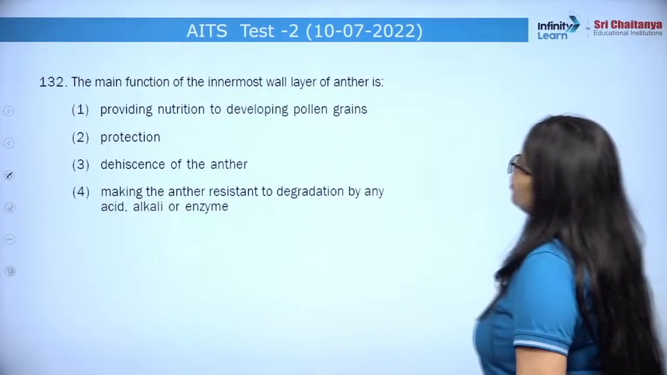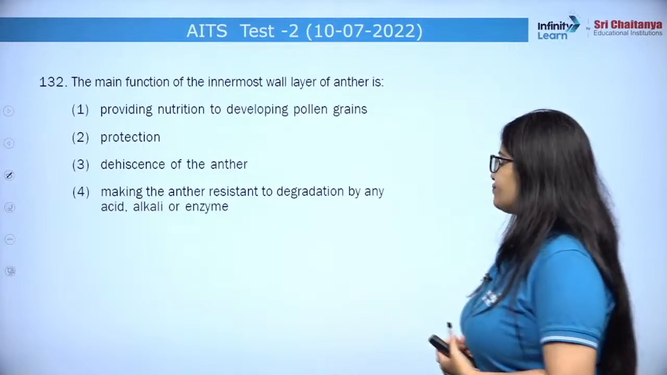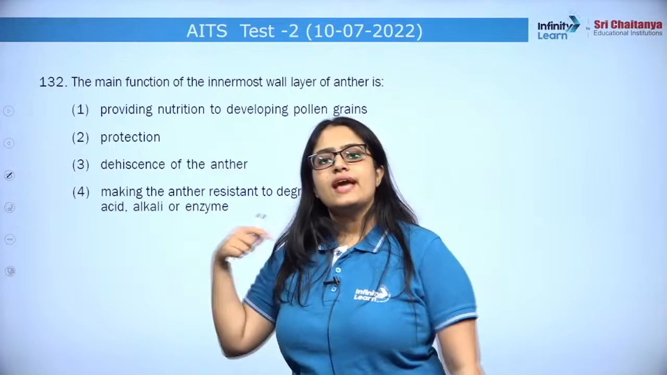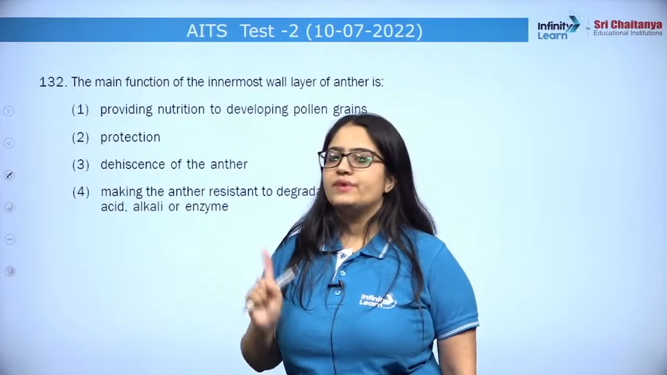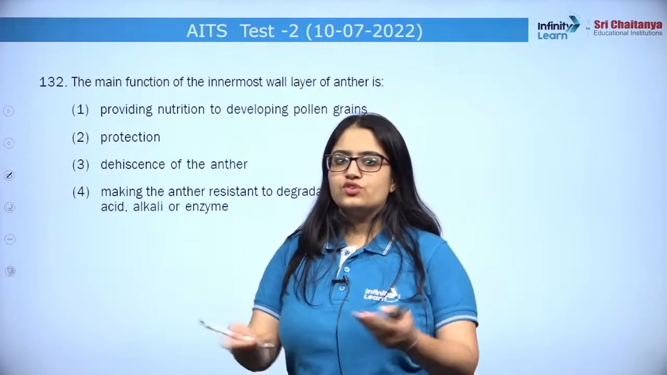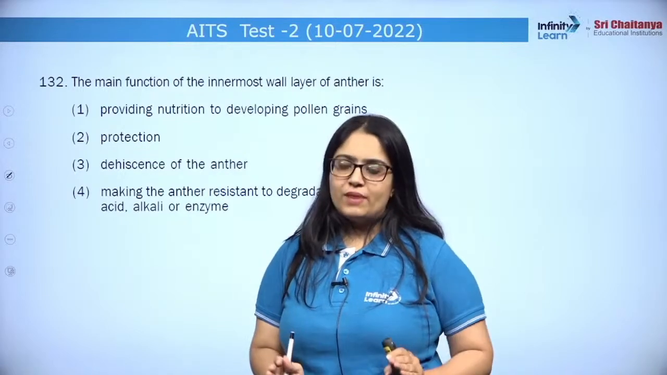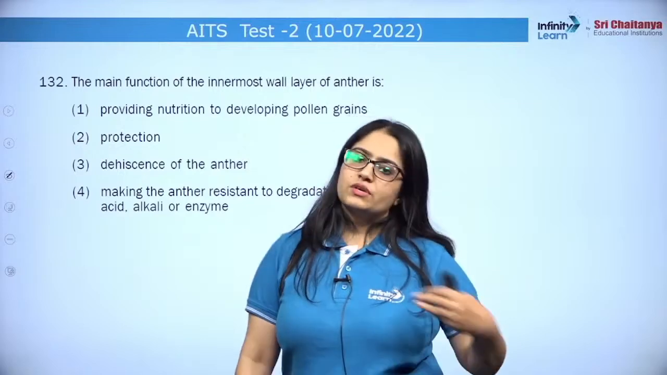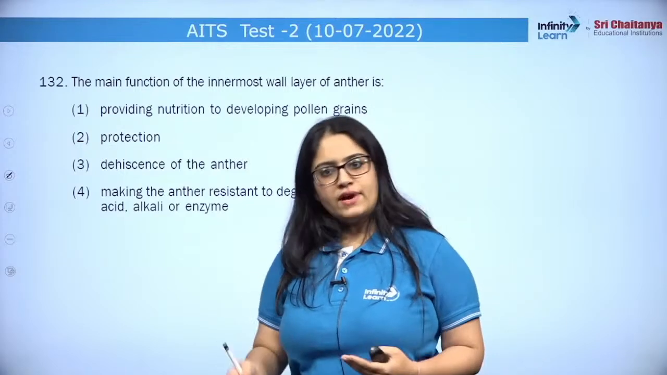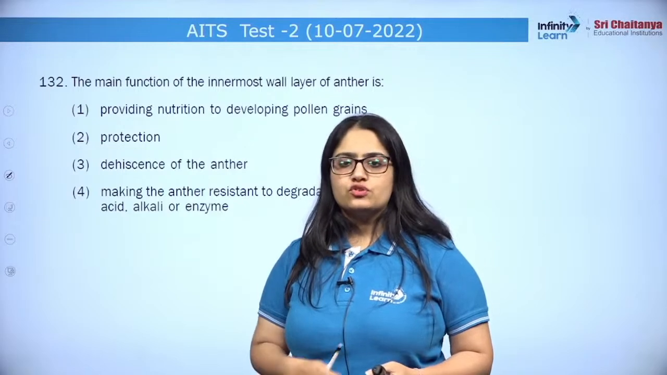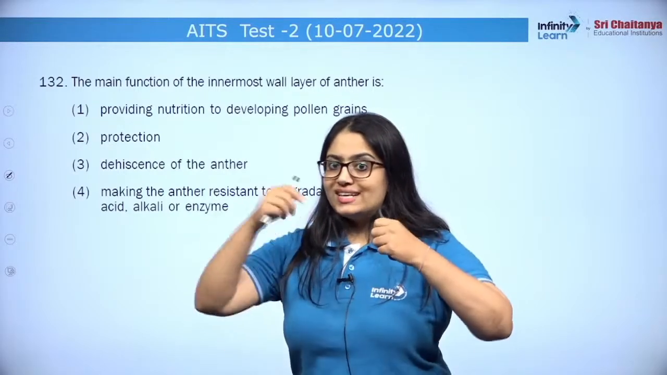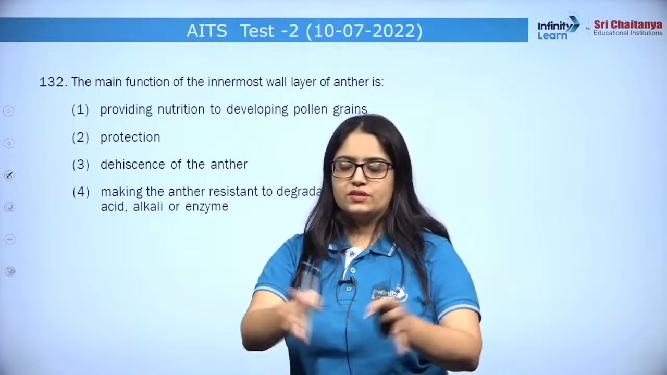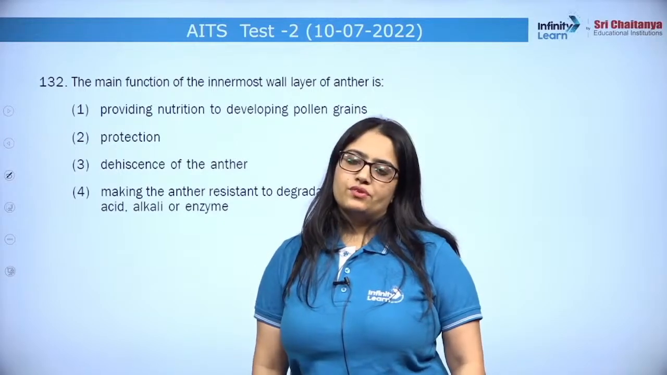The main function of the innermost wall of the anther. Anther is made up of 4 walls, right my dear students: epidermis, endothecium, middle layer, tapetum. Tapetum surrounds the sporogenous tissues. Earlier there are spore mother cells, sporogenous tissues differentiating to spore mother cells, and these microspore mother cells divide via meiosis to form microspores which develop into pollen grain. So, the tapetum is directly surrounding these sporogenous tissues, microspore mother cells, and later on these developing pollen grains.